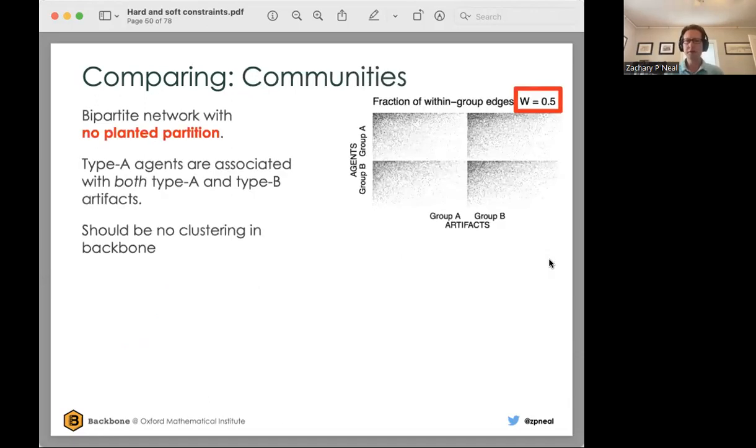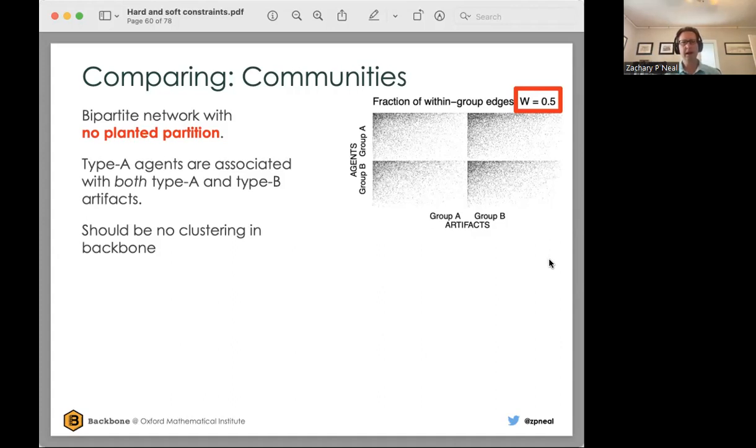Okay, so a third dimension that I've compared these on is their ability to recover community structures, modular networks. And so one way we can investigate this is by simulating some bipartite networks that either have a planted partition or don't, and check to see whether these backbones can recover that known planted partition, that known community structure. So this is an example of a bipartite network that has no planted partition.